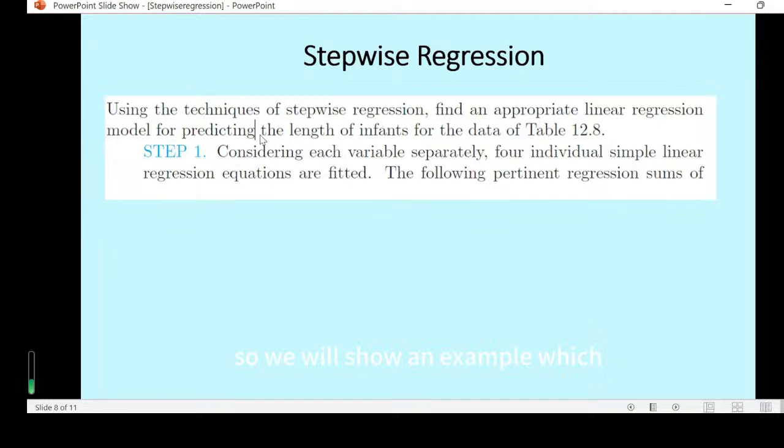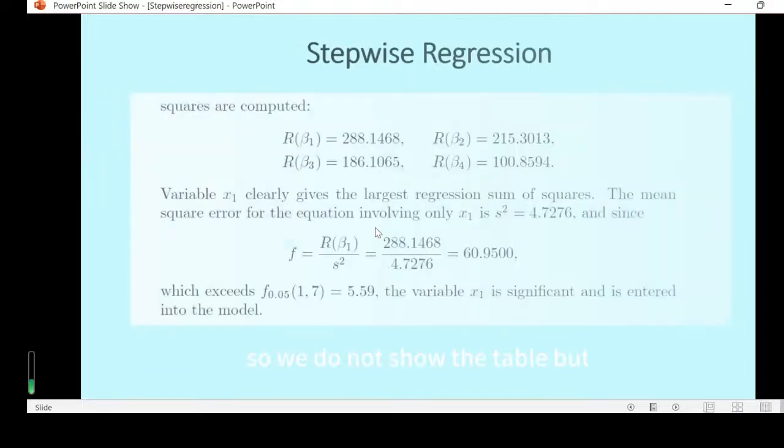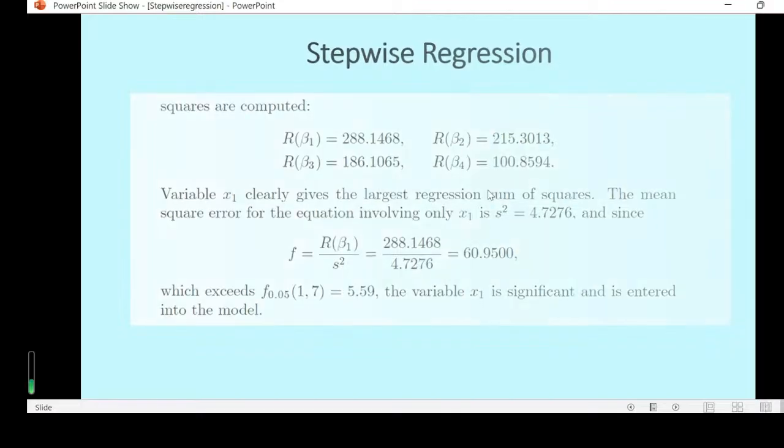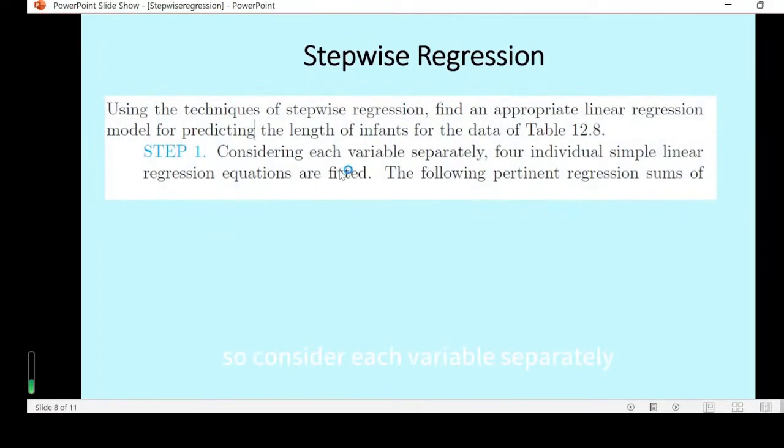We will show an example which estimates the length of inference based on the weights and several variables of the inference at the birth state. We do not show the table, but we will show the calculation. Considering each variable separately, individual simple linear regression equations are fitted. Because in the first step we have 4 independent variables to select, we have to estimate 4 simple linear regressions with only 1 variable.